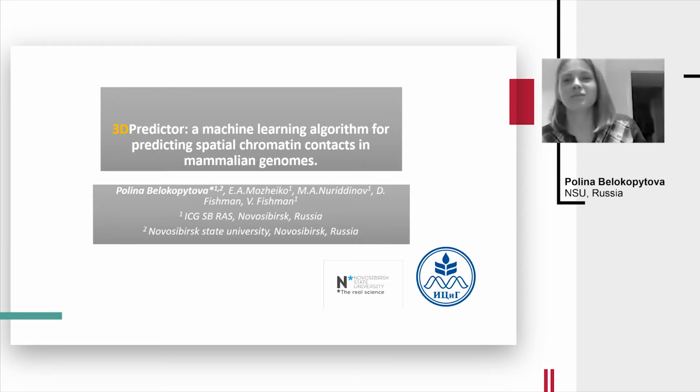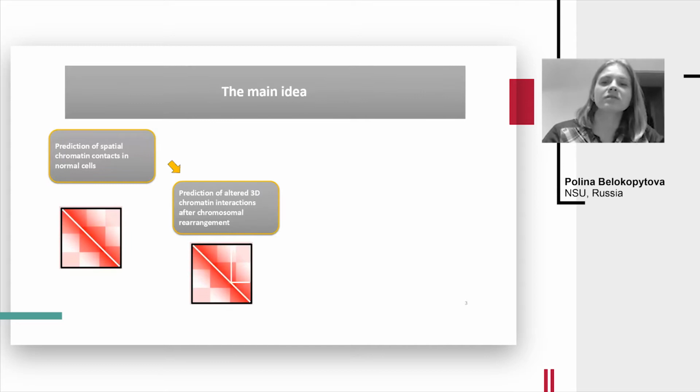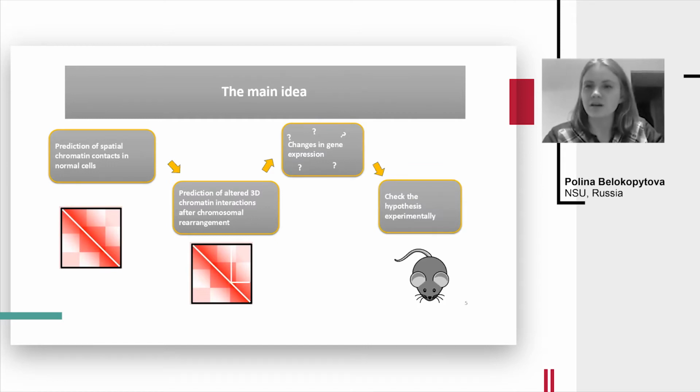Today I'd like to tell you about the 3DPredictor algorithm. The main idea: first, we want to predict spatial chromatin contacts in normal cells. And then we want to predict the changes in these contacts after chromosomal rearrangement. Also, in the future, we want to predict some changes in gene expression. And it's also interesting to check this model experimentally, for example, on a mouse model.